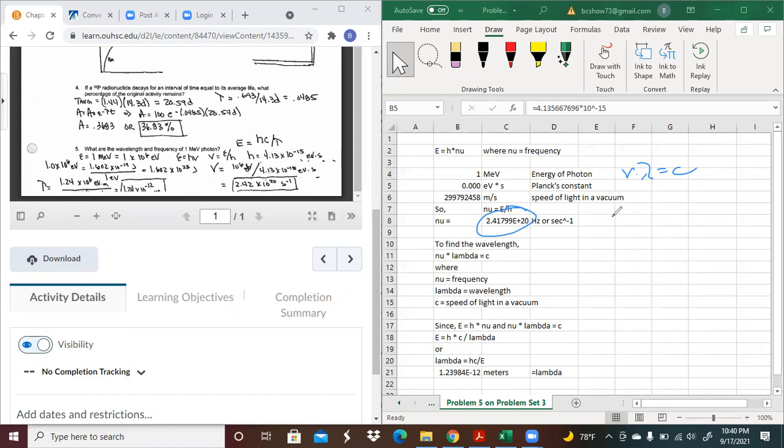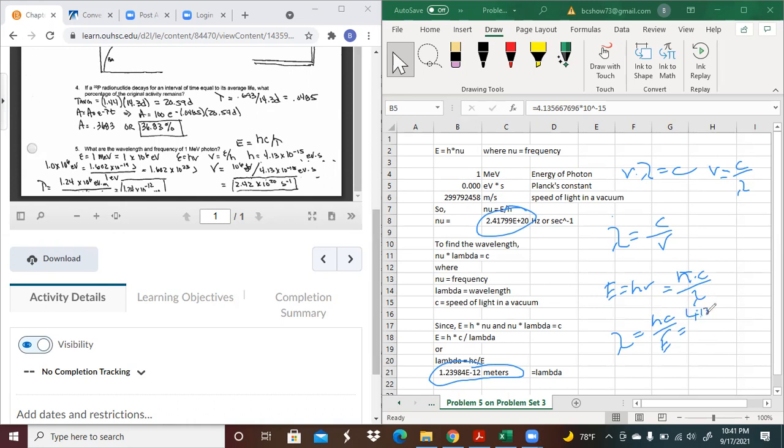This means that we know what this is now. We can now solve for this by saying speed of light divided by nu, and you should come up with that particular relationship. Another way to look at it is if I know this is true, and I know that this is true, then I find out that I can take H times C divided by lambda, which means that lambda is equal to HC over the energy.